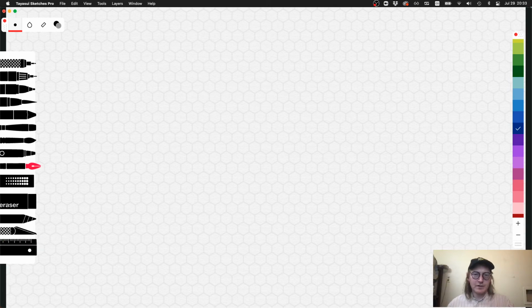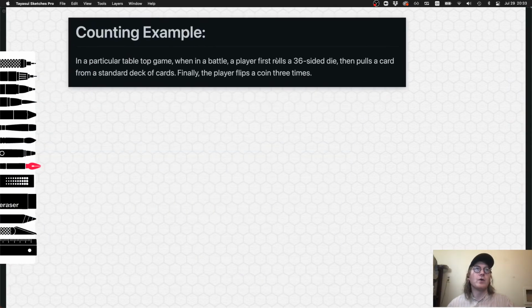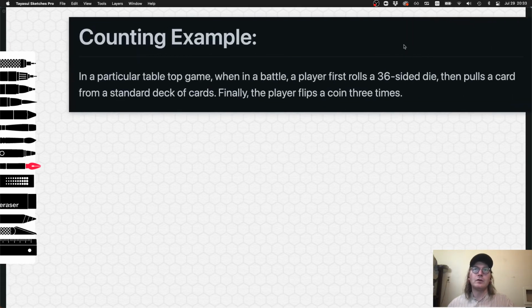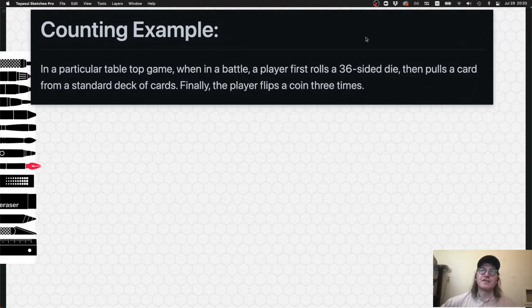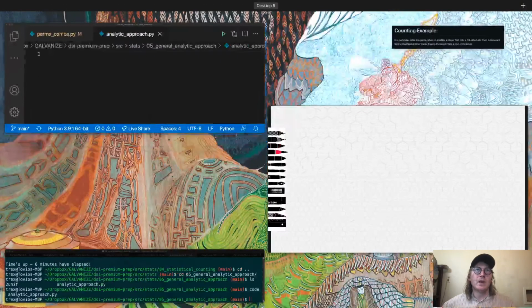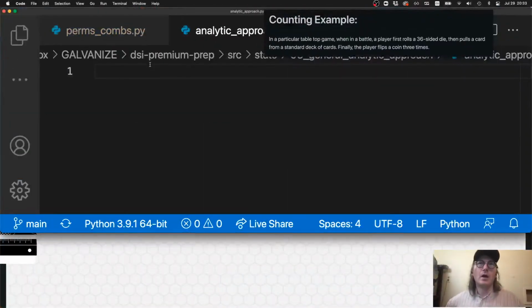I've got something here. In a particular tabletop game, when in battle, a player first rolls a 36-sided die, then pulls a card from a standard deck of cards, and finally the player flips a coin 3 times. Okay, so step 1 of this is going to be to synthesize some outcomes. How do we do that? A player first rolls a 36-sided die.